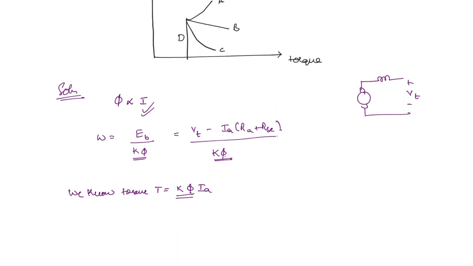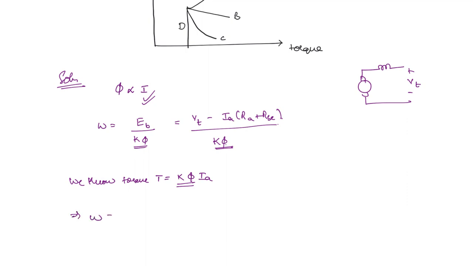Okay. So then omega will become Vt by K phi minus Ia, you can write as T by K phi. So T by K phi whole square into Ra plus Rse. So now this is a constant. This entire thing apart from T is constant. So it is an equation of a line. So it should be the curve B.